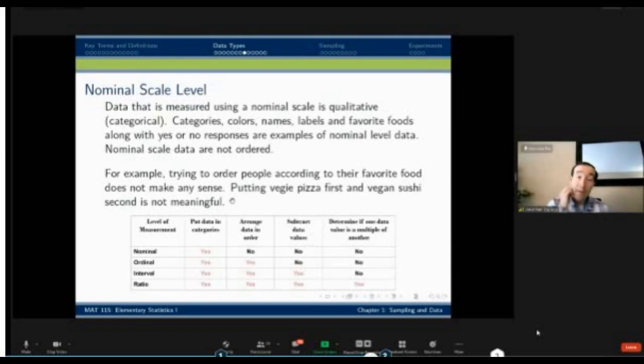The example I have here in the slides, if I'm looking at your favorite type of food, maybe one group selects veggie pizza, another group selects vegan sushi, and deciding which one of those comes before the others doesn't have any meaning, really. There's no reasonable way to organize that ordering. So that's what a nominal scale level will have.